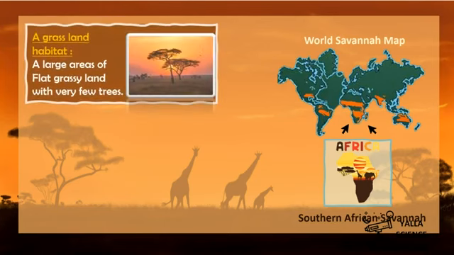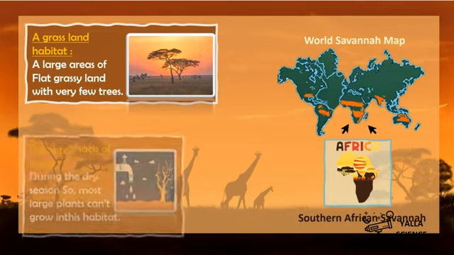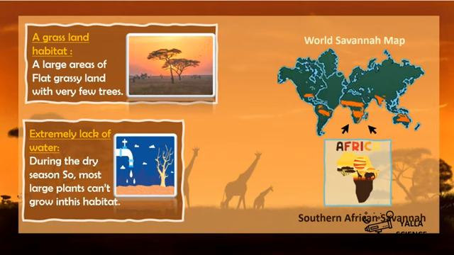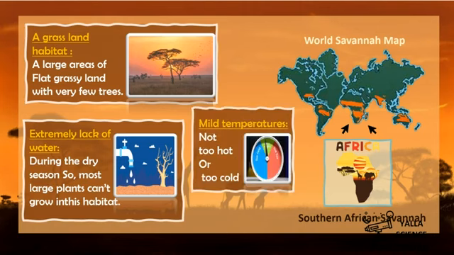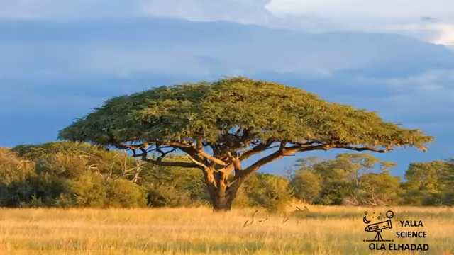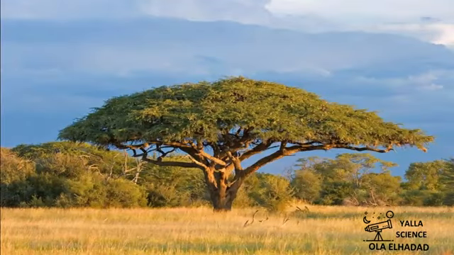It's a grassland habitat, a large area of flat grassy land with very few trees, with an extreme lack of water during the dry season, so most large plants can't grow in this habitat. It has mild temperatures, not too hot or too cold. The acacia tree is adapted to survive through many months of drought in its environment.